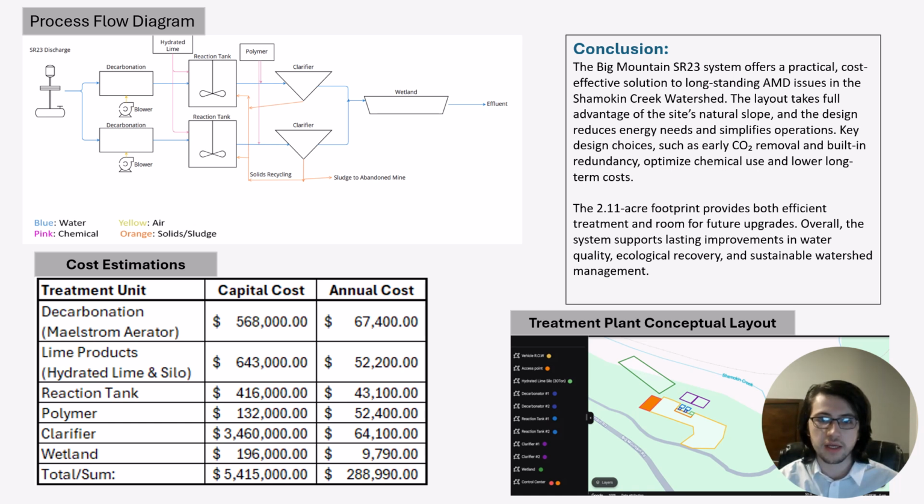AMDTreat was used to calculate or estimate total costs for the treatment units, with an overall capital cost of approximately $5.42 million and an annual operations cost of approximately $289,000. Overall, our focus was on the sizing and the cost analysis of treatment units using a combination of hand calculations and AMDTreat software. This approach ensures a comprehensive understanding of the project scope, which allows for effective planning and resource allocation. Thank you for your time.